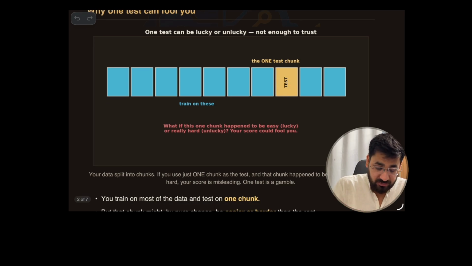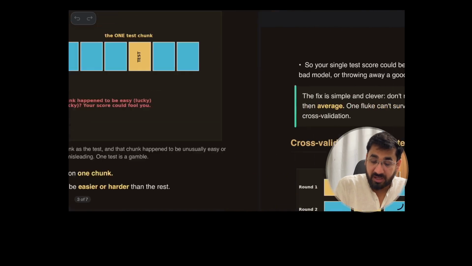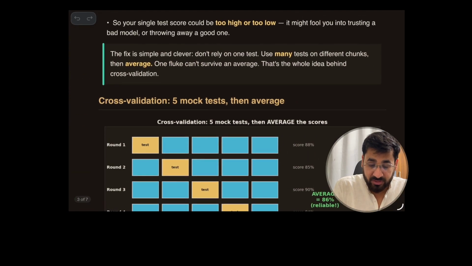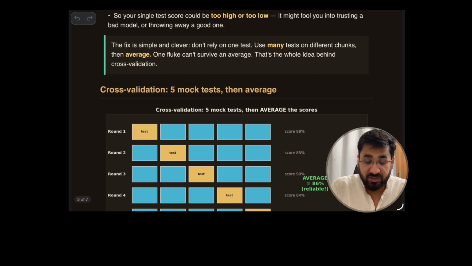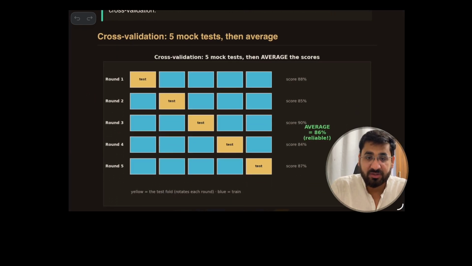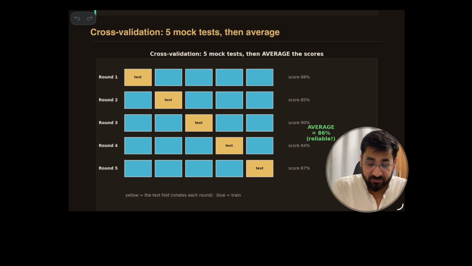So how we solve this problem is what we call cross validation. You can see the diagram again. You can read the whole thing, that's not an issue. You just see what the diagram is.